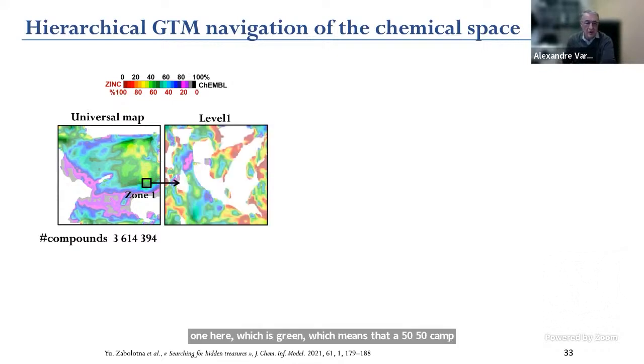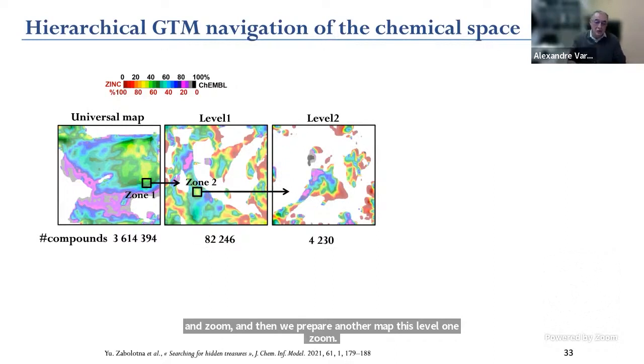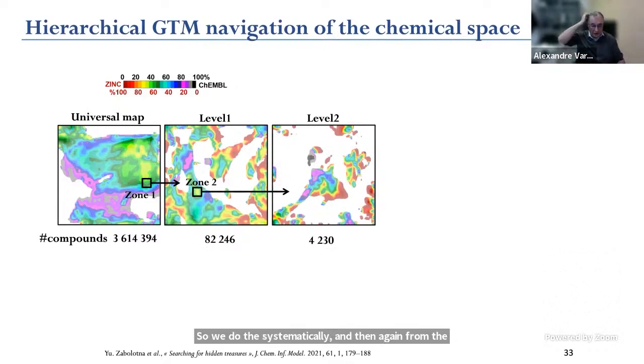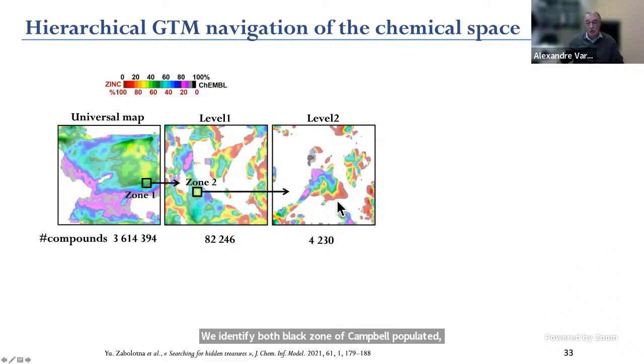And then we prepare another map, this level 1 zoom. So we do this systematically. And then again, from the green zone, we prepare another map. So we have 3 levels of hierarchically related maps. And then on the right map, which accommodates only a bit more than 4,000 compounds, we identify both black zone of Campbell, populated exclusively by Campbell compounds, and brown and red zones exclusively populated by zinc compounds.